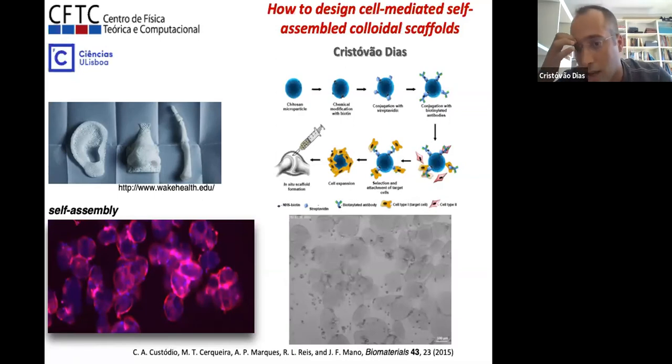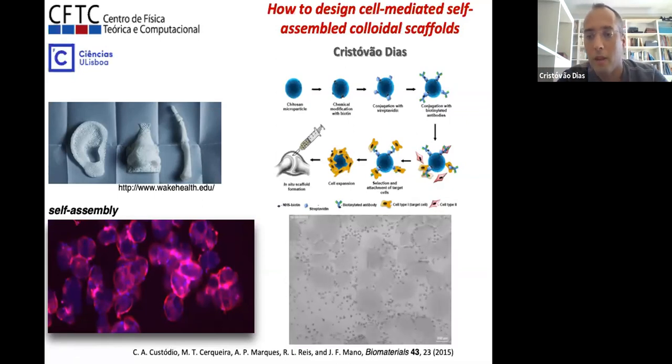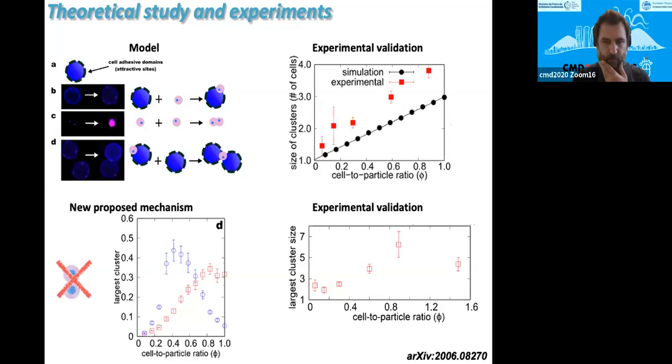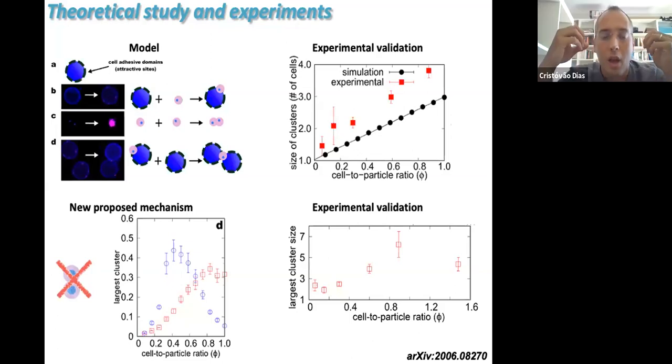So what we did, and you can change the slide now, was numerical simulations. We created a model, as you can see here, and I'll show you the main mechanisms. We have adhesive domains in the colloid, and cells can adhere to these domains. You also have adhesion between cells, and then you have the main mechanism, a cell-mediated bond.